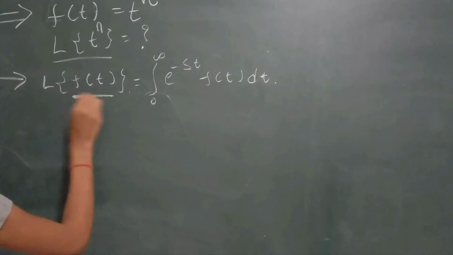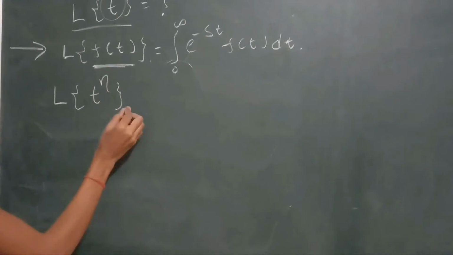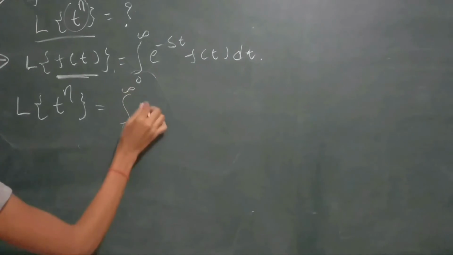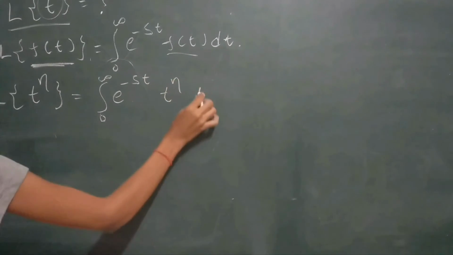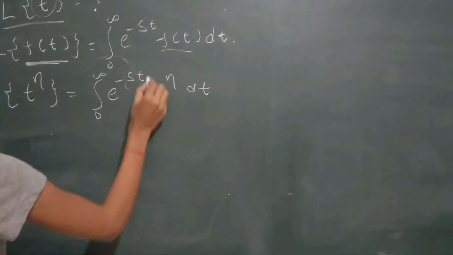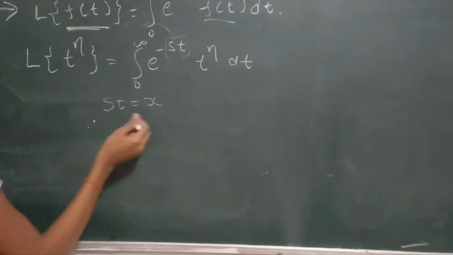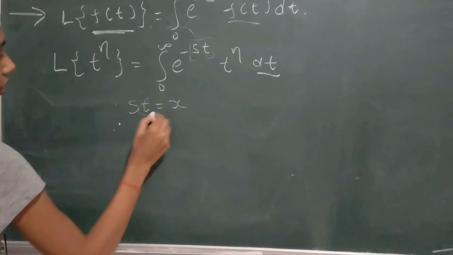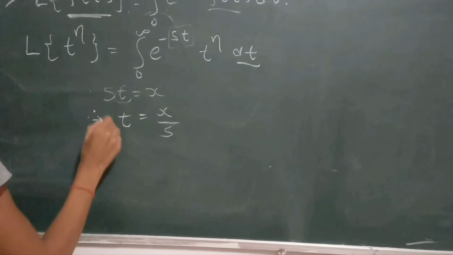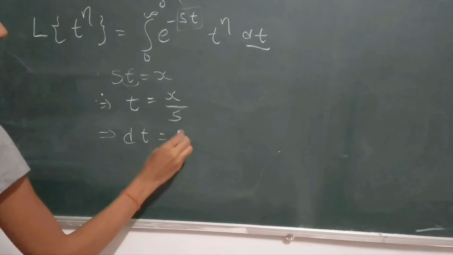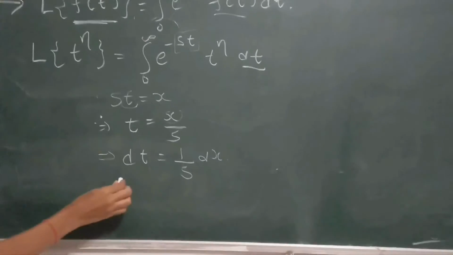Now here f of t is t raised to n, so L of t raised to n is equal to the integral from 0 to infinity of e raised to minus st times f of t, that means t raised to n, dt. Now we will suppose that st is x, then t is x upon s, so dt is 1 upon s dx.